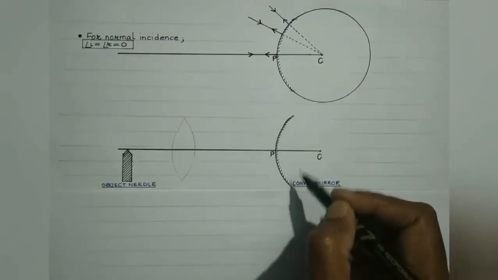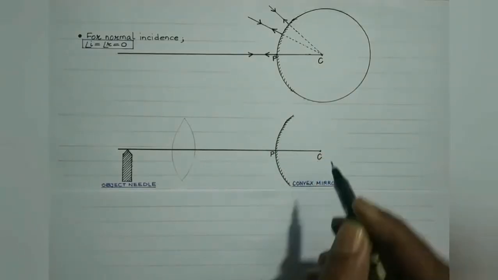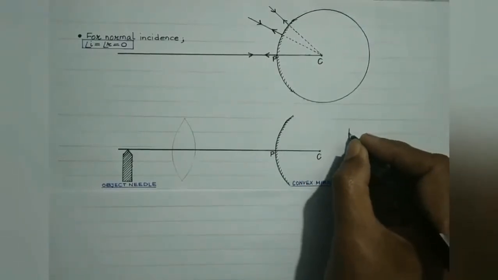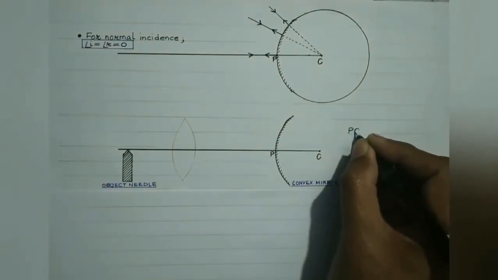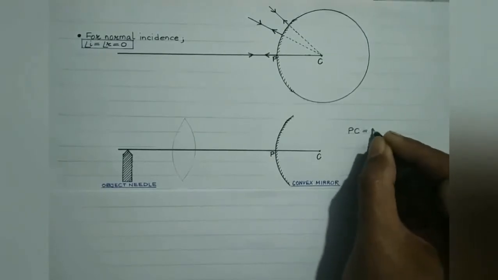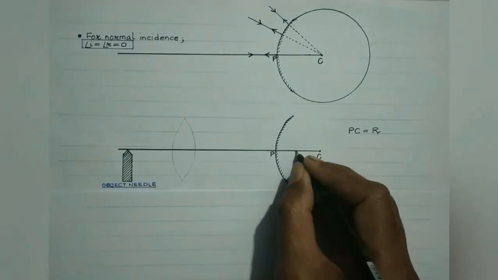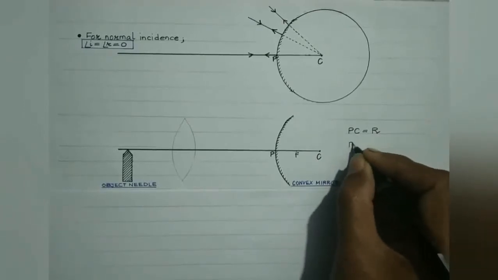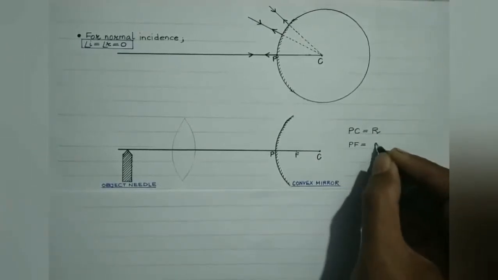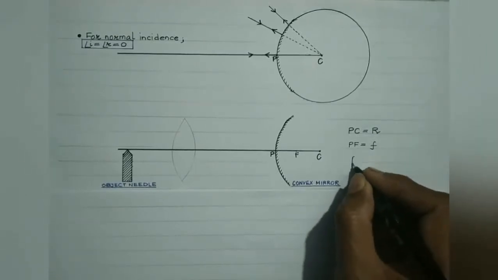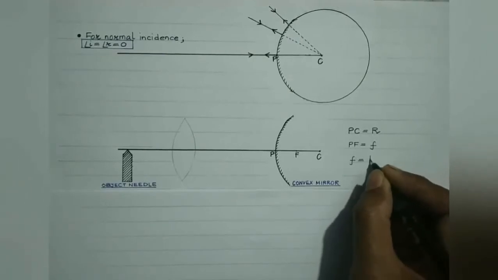Concentrate on this particular diagram. This is a convex mirror, right? This is the pole, this is the center of curvature, and as I've stated, PC, the distance between the pole and the center of curvature, is known as the radius of curvature, right? And this is where the principal focus is, and we are aware that PF is the focal length, and the relationship between the focal length and the radius of curvature is F equals half the radius of curvature.